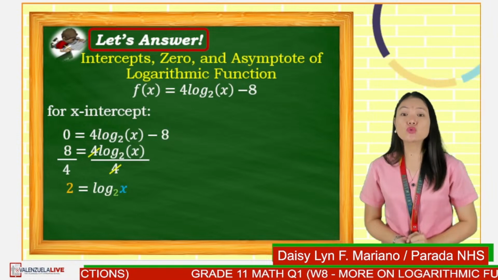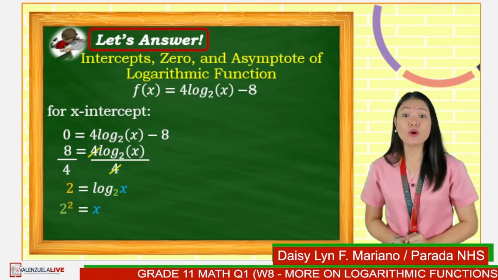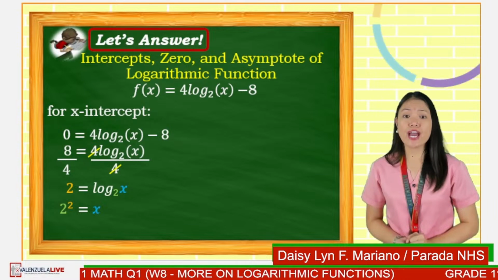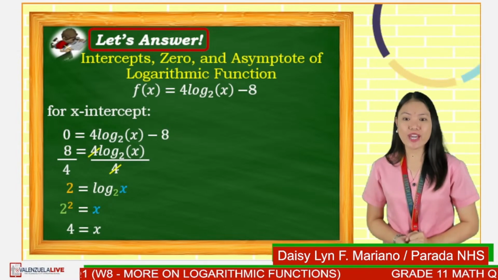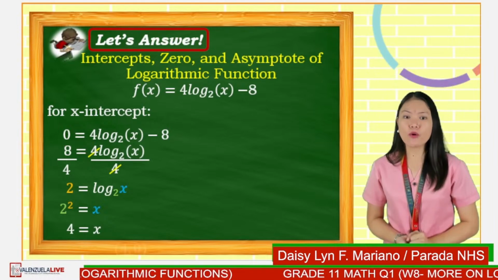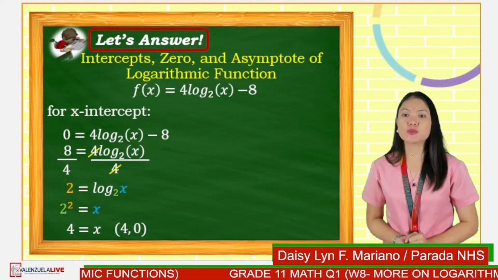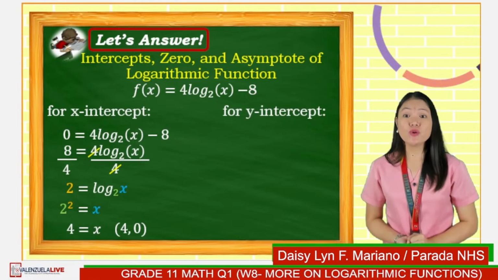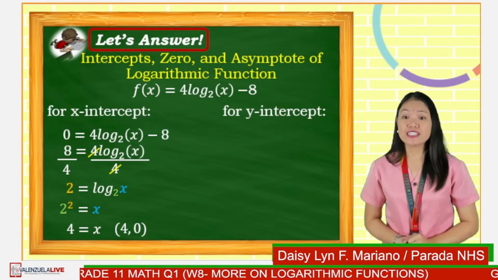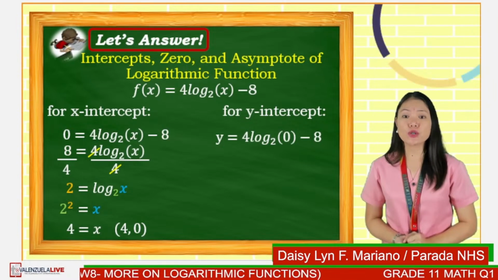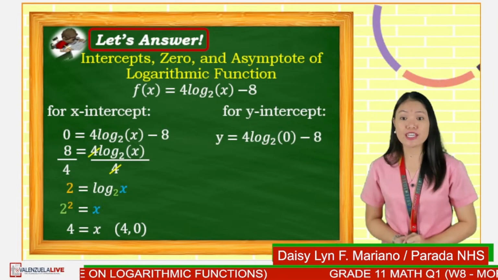Next, rewrite this to exponential form. We will get 2 raised to 2 is equal to x. 2 raised to 2 is 4. So we have 4 is equal to x. Hence, the graph will pass through the point 4, 0. To get the y-intercept, set x to 0 and solve for y. That is, y is equal to 4 times the logarithm of 0 with base 2 minus 8.